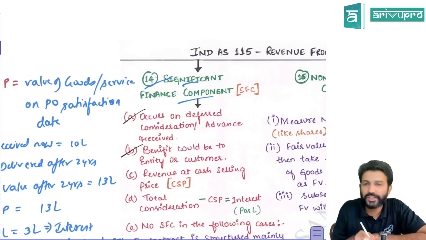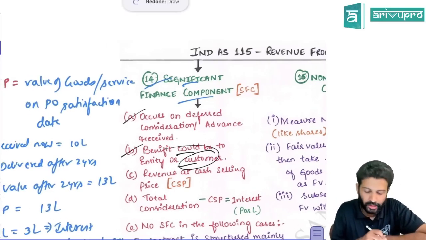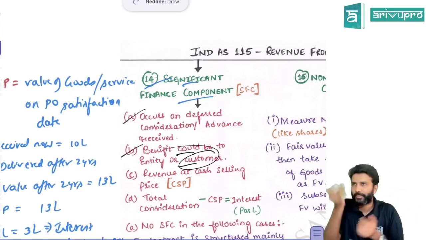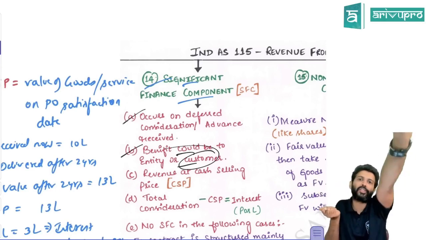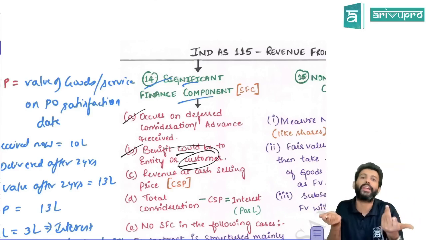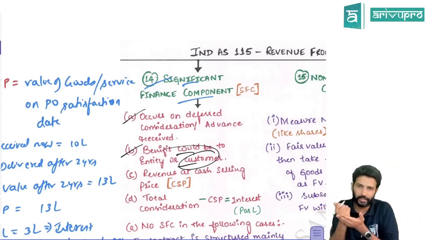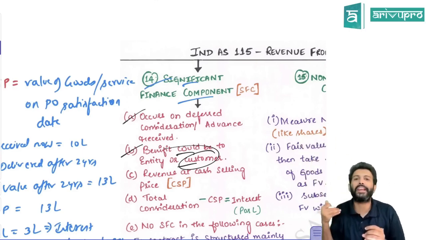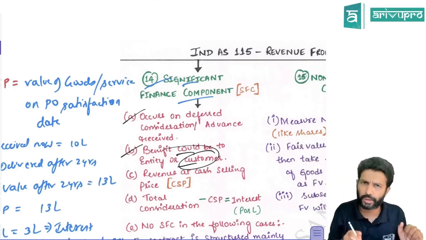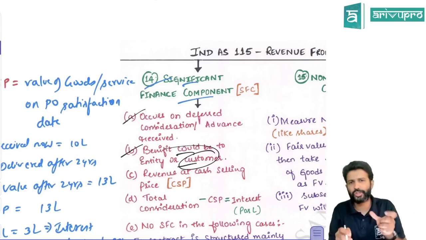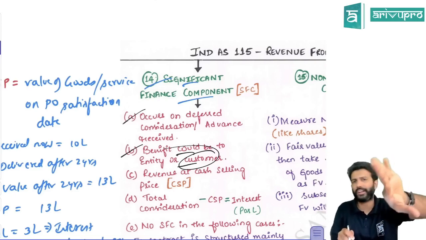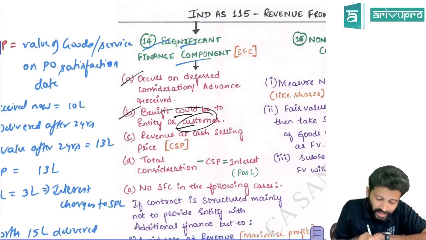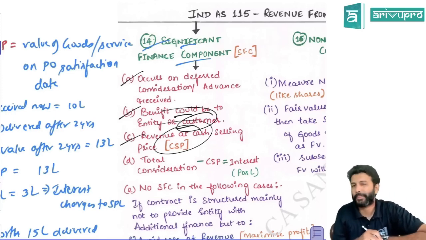So in case of SFC, the benefit could be either to the entity or to the customer. If the entity, meaning the seller, receives the money now and delivers the goods later on, it is beneficial to the entity because they got money now itself. Or if the seller gives the goods today and recovers the money later on, it is beneficial to the customer. So SFC transactions could benefit the entity, the seller, or the customer; it doesn't matter in both cases. Okay. What IND AS 116 says is revenue should always be recognized at cash selling price.